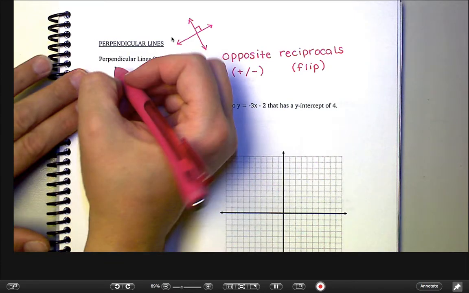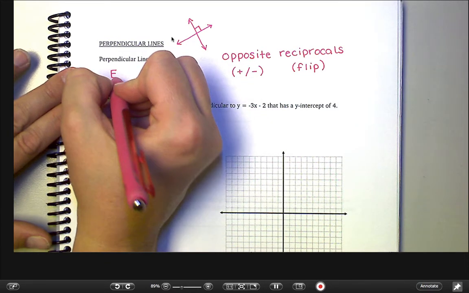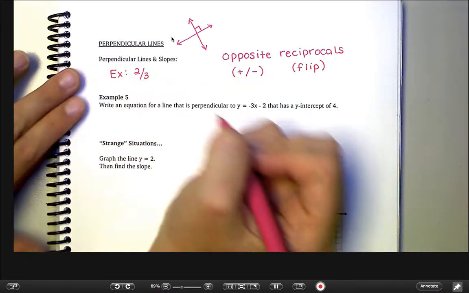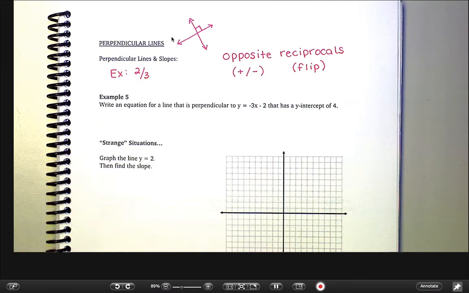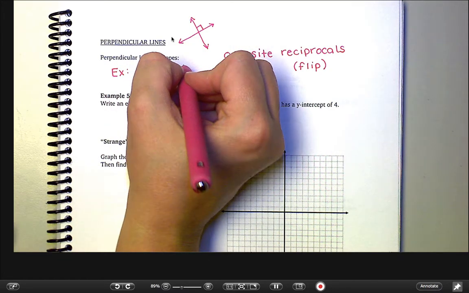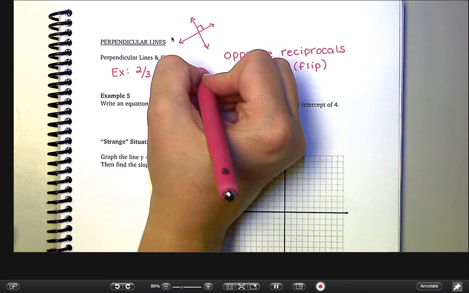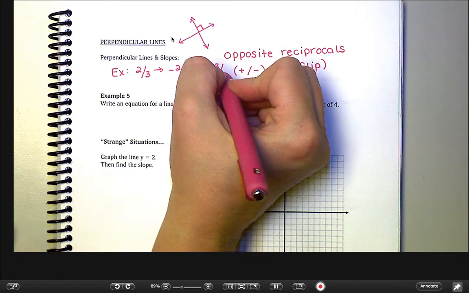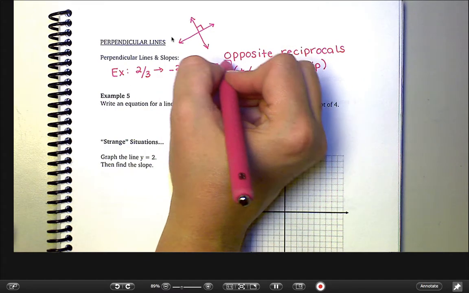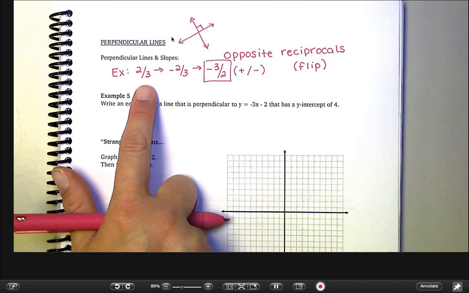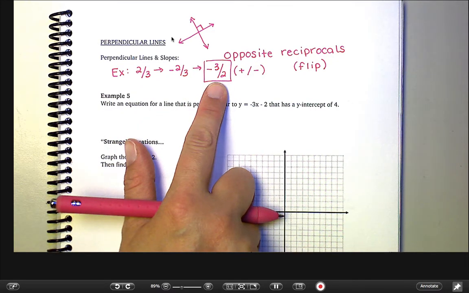I'm going to throw in just a quick example of that. So for example, if you had the fraction 2/3 and we want the opposite reciprocal, the opposite would be negative 2/3 and the reciprocal would be that flipped over, so it would be negative 3/2. Okay? So that's how you would turn a 2/3 slope into a perpendicular line.